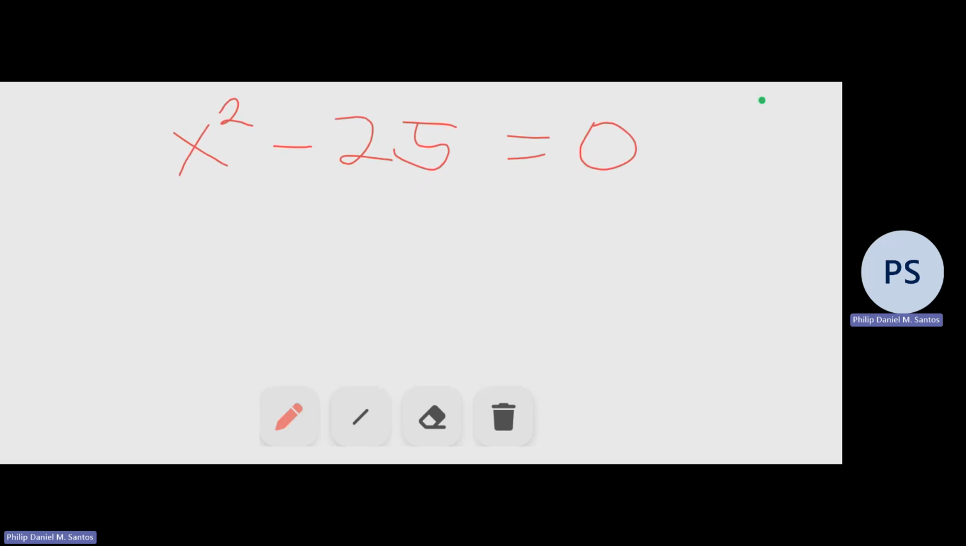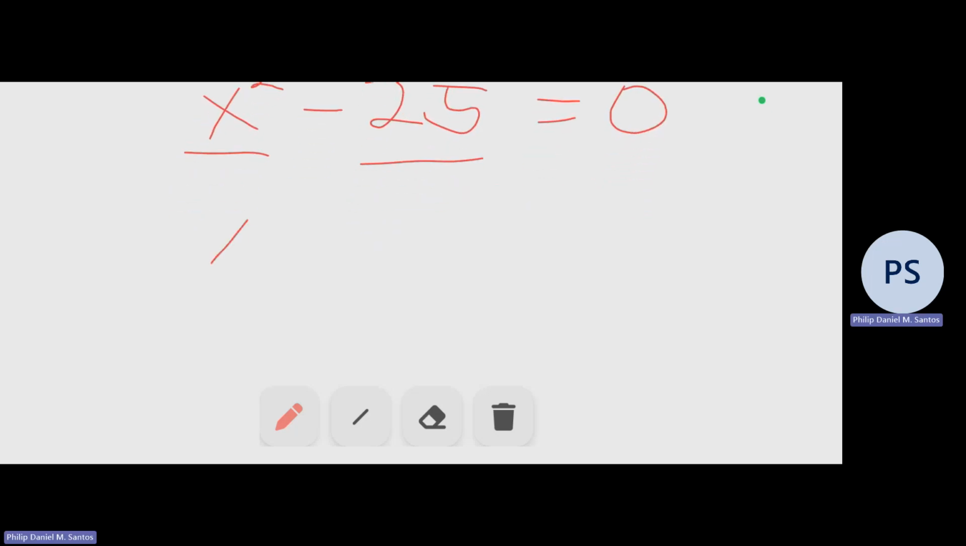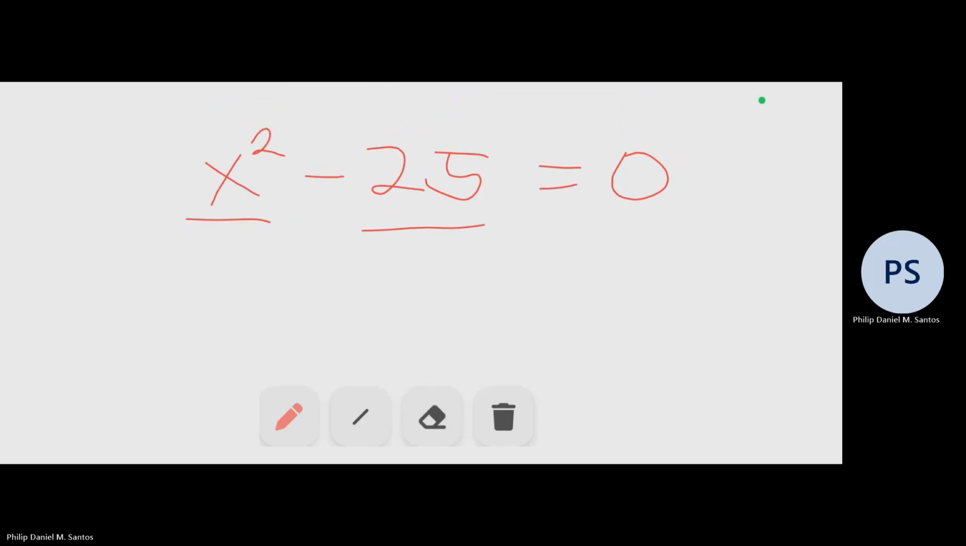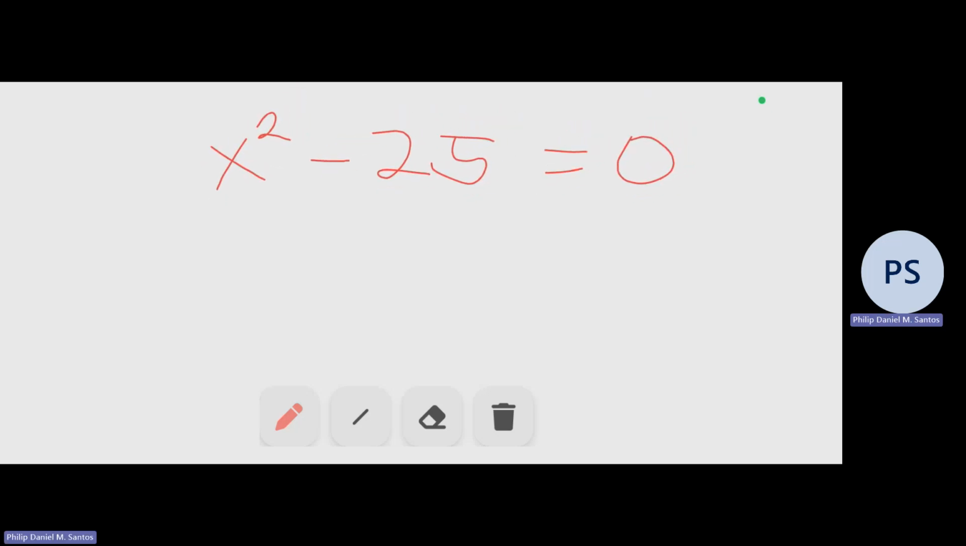Meron ba silang GCF? I mean, yung mga terms nila, meron bang GCF? X squared and 25, well, wala. Wala silang GCF. First of all, ito ay walang x. Second, wala siyang constant. So, there's no way na meron silang GCF. So, how do you solve?